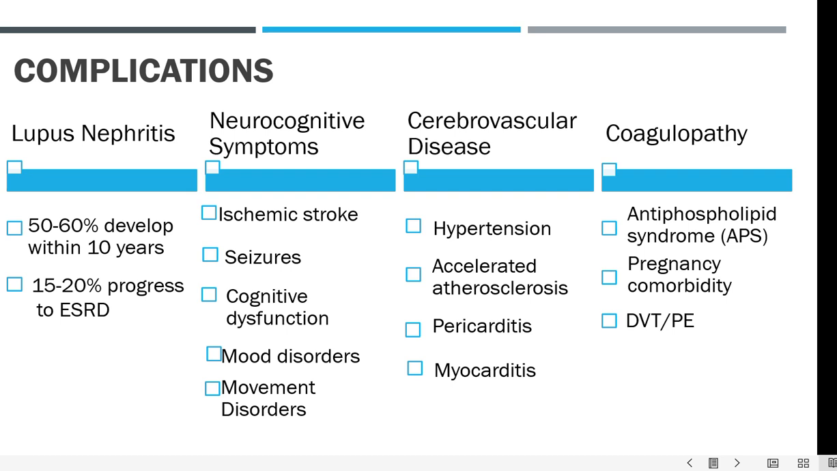Some of our neurocognitive symptoms include ischemic stroke, seizures, cognitive dysfunction, mood disorders, and movement disorders. Some of our cardiovascular disease includes hypertension, accelerated atherosclerosis, pericarditis, and myocarditis. For coagulopathy, patients may develop antiphospholipid syndrome. In pregnancy, it can be a comorbidity, and patients may also develop a DVT-PE.